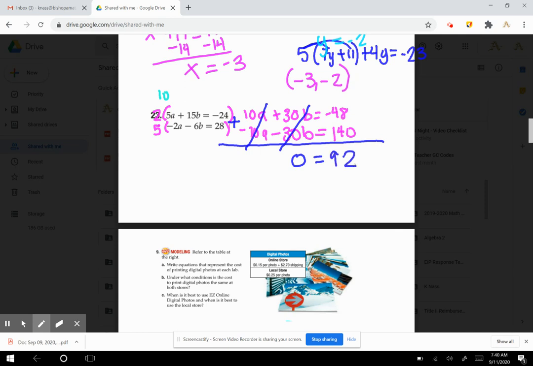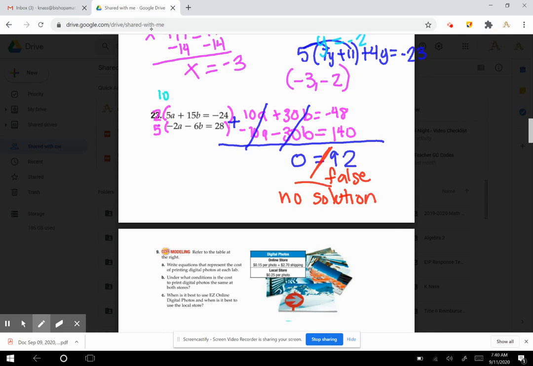Well, that's interesting, right? Does 0 equal 92? The answer should be no, it doesn't equal. This is a false statement. 0 does not equal 92. So what is my answer? No solution.